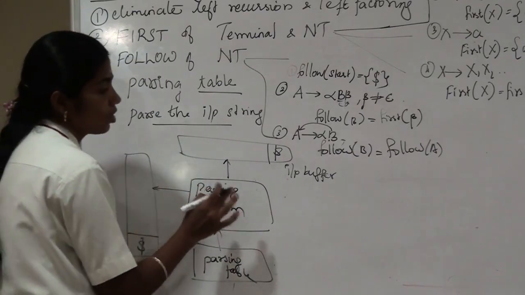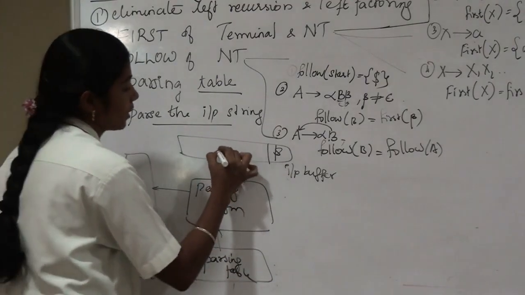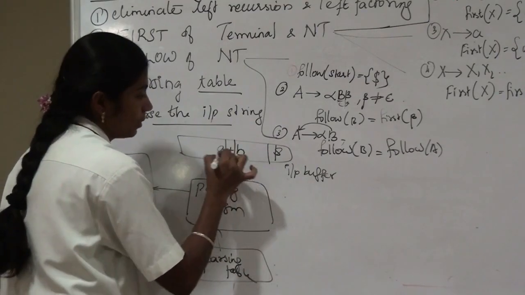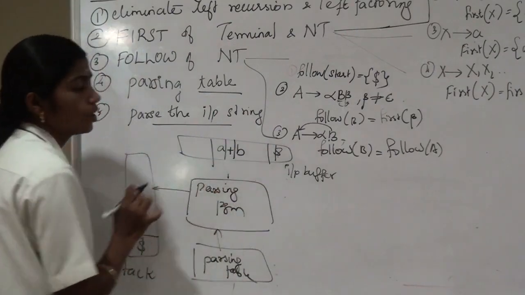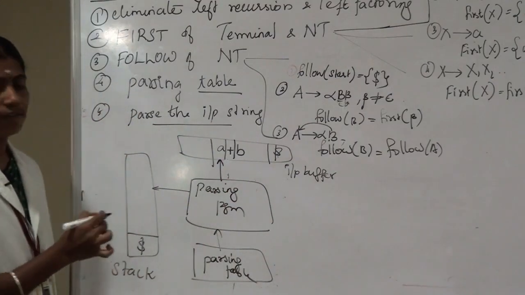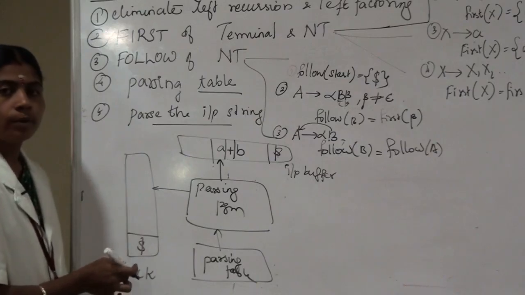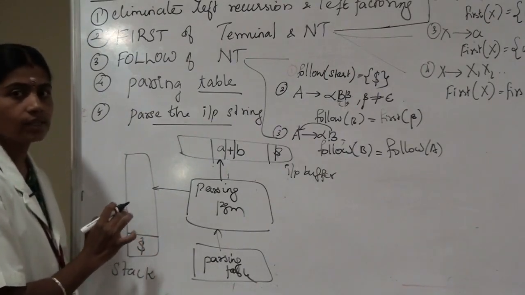Initially, whatever string you need to process should be placed in the input buffer. For example, I have a string like a plus b. Everything will be separate, a plus b, and to denote the end you have a dollar. At the beginning the pointer will point to the first place of my input buffer, right? So in the stack you will be having the stack symbol. On top of the stack you will be having the start symbol.